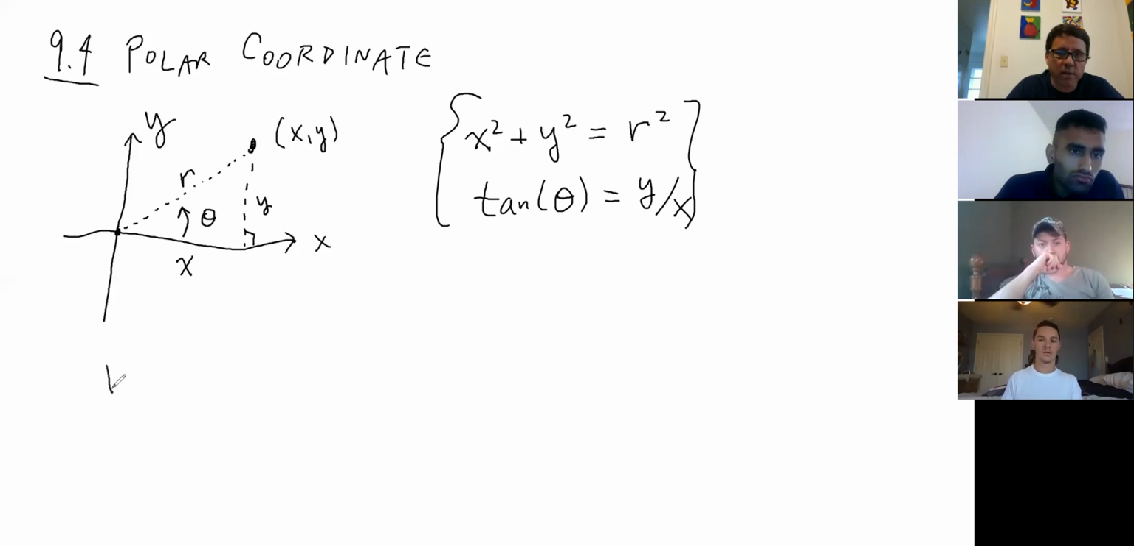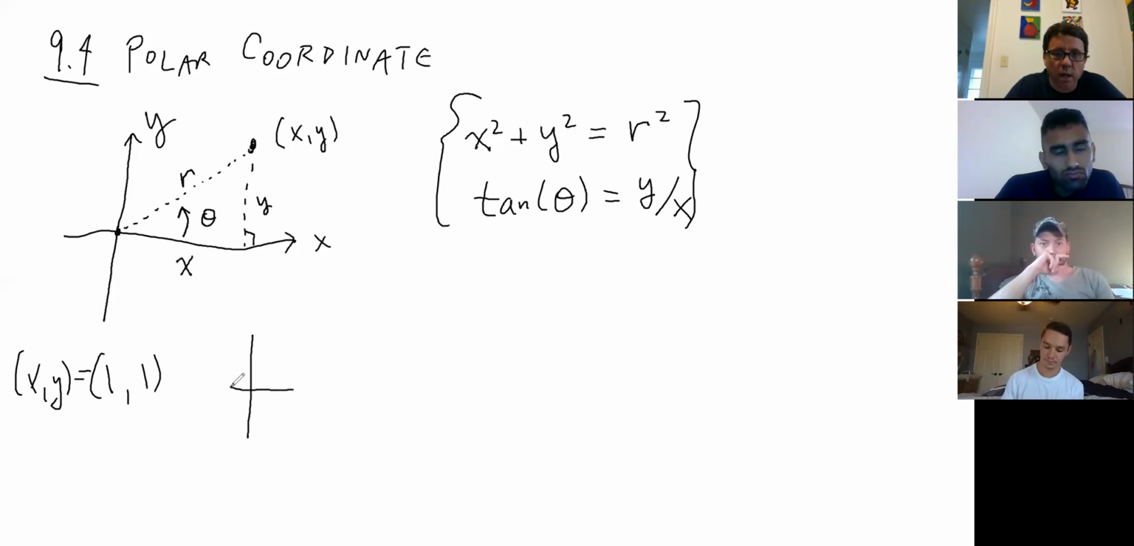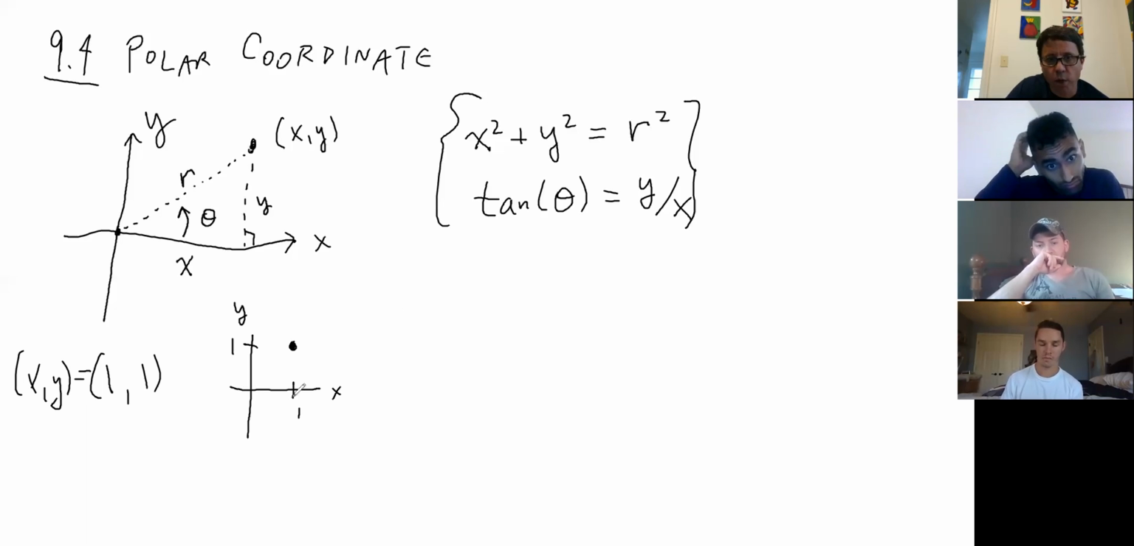If I had the point 1, 1, and I write (x, y) equals (1, 1), I'm saying I go 1 unit over, and I go 1 unit up, and that's the point (1, 1). But if I wanted to write this in terms of polar, then instead of going over and up, I go straight towards it. So I have to know what that distance is, and then I have to know the angle of rotation.